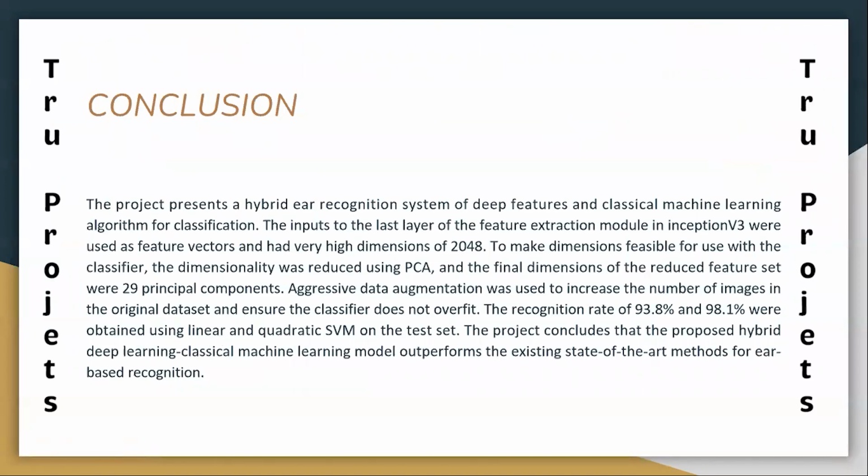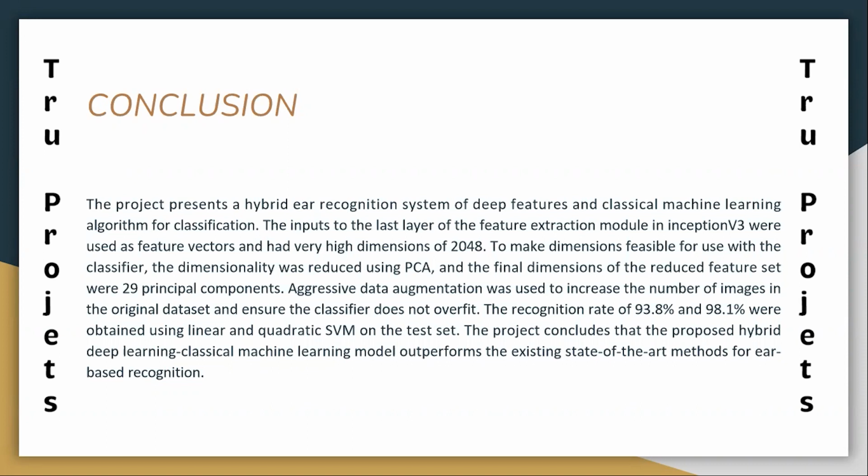In conclusion, the project presents a hybrid ear recognition system of deep features and a classical machine learning algorithm for classification. The input to the last layer of the feature extraction module in Inception v3 was used as the feature vector and had a high dimension of 2048. To make the dimensions feasible for use with the classifier, the dimensionality was reduced using PCA, and the final dimensions of the reduced feature set were 29 principal components.